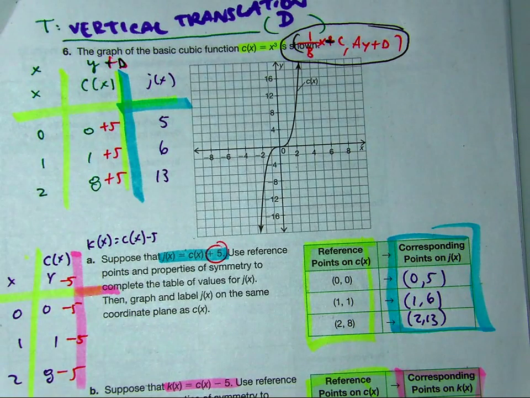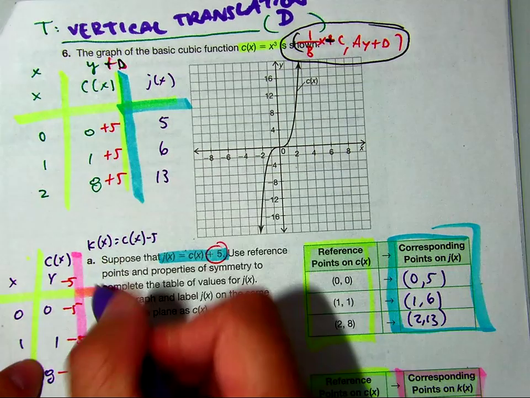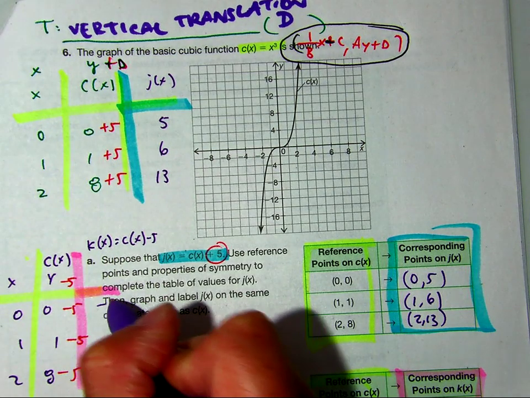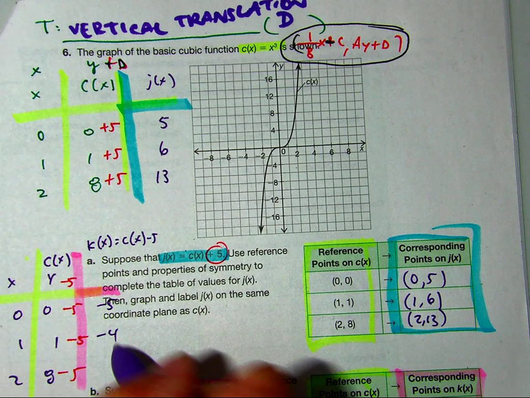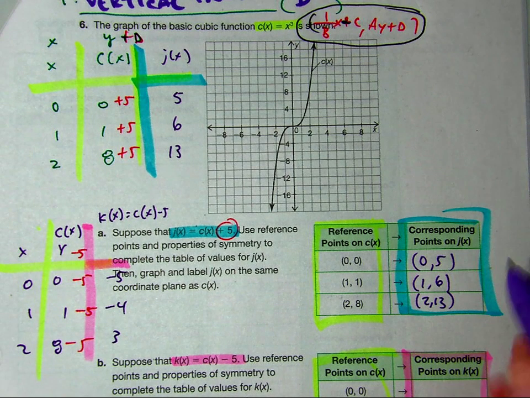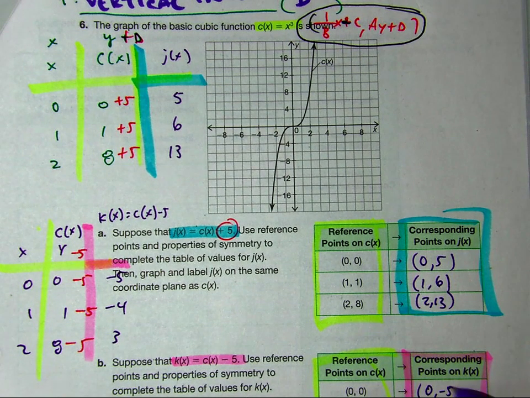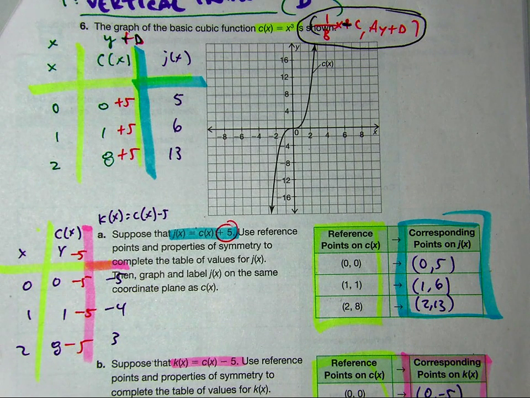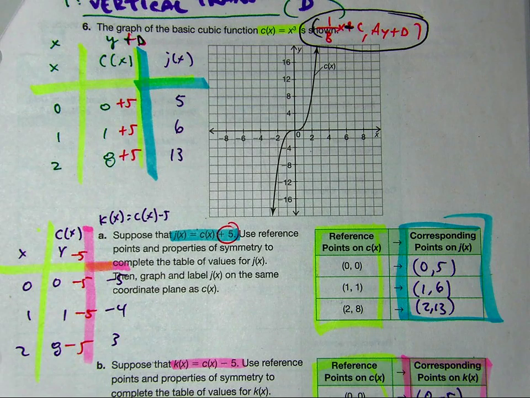Dora, when you subtract 5, what do you get as your new k of x values? Correct? Go ahead and give me your new coordinates. Thank you. I meant Dora. So let's go ahead and graph that now.